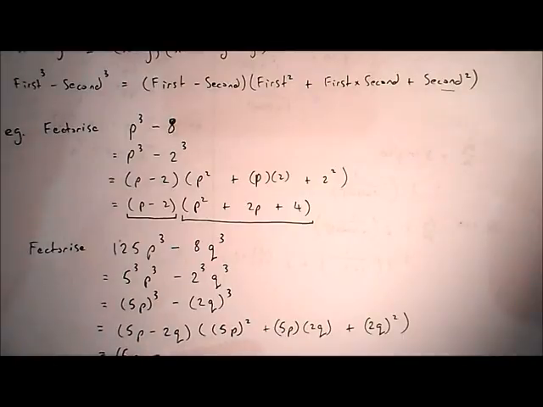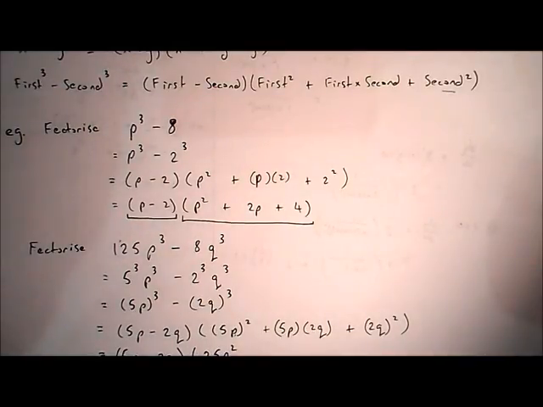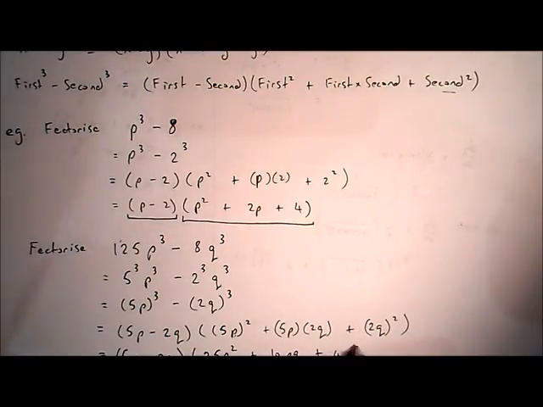Now I can tidy it up. I can rewrite that as 5p minus 2q multiplied by, well, 5p squared is 5p times 5p. So 5 by 5 is 25, and p by p is p squared. 5p by 2q: 5 by 2 is 10pq. Plus 2q by 2q: 2 by 2 is 4, and q by q is q squared.